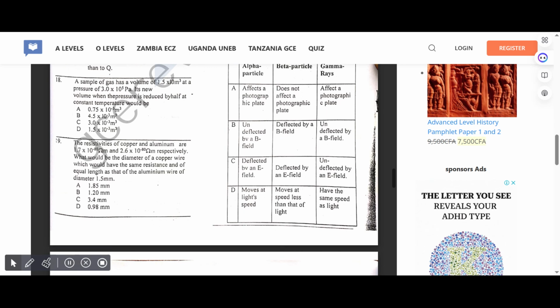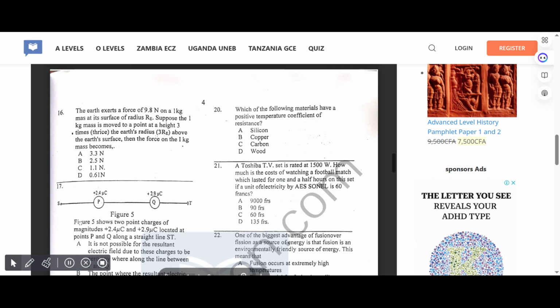The resistivities of copper and aluminum are 1.7 times 10 to the power minus 8 and 2.7 times 10 to the power minus 8 respectively. What will be the diameter of a copper wire which will have the same resistance, of equal length, as that of the aluminum wire of diameter 1.5 millimeter? Correct answer for 19 is B.